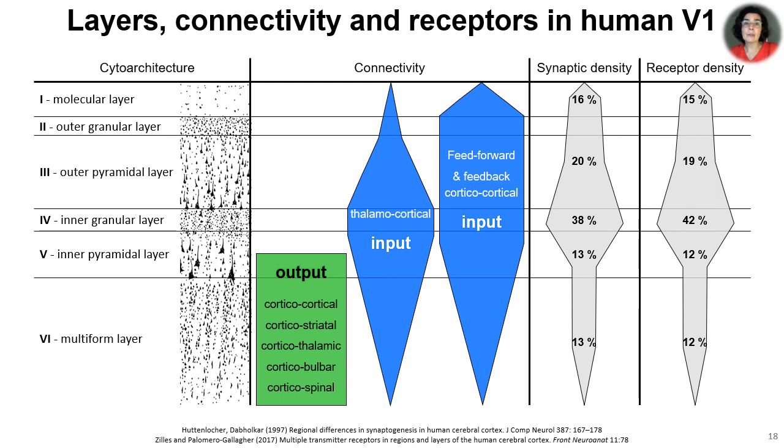And why are these laminar differences so important? It has to do with the fact that cortical layers also differ in their connectivity patterns. Layers 5 and 6 are the source of all cortical output. They are also the layers in the human primary visual cortex, for example, with the lowest synaptic and overall receptor densities. Conversely, layer 4, which is the main target of thalamic projections, is also the layer with the highest synaptic and overall receptor densities.